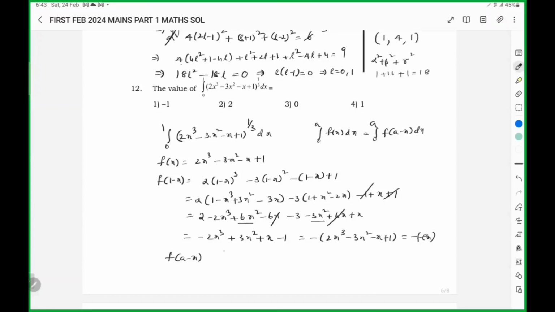That second integral becomes minus f of x. So integral 0 to 1 of f of x dx, we are getting it as minus f of x dx, which implies 2 times integral 0 to 1 of f of x dx is 0.